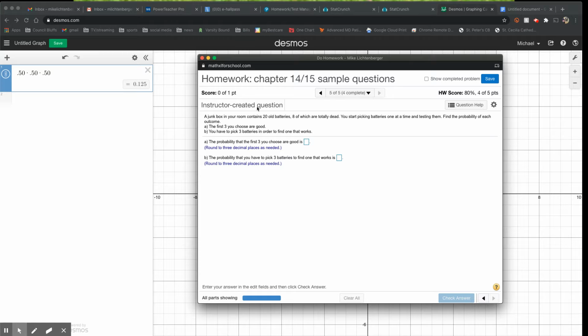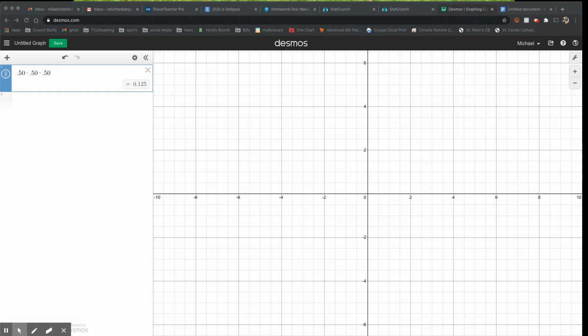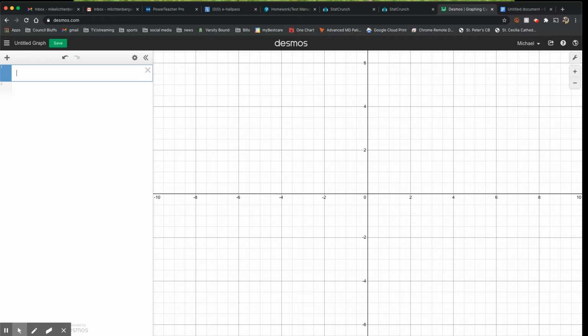So the probability that the first 3 you choose are good. So we know that there are 20 total batteries, and we know that 8 out of those 20 are dead. Well, if 8 out of the 20 are dead, that means 12 out of the 20 are still good. Okay, so I'm going to go into Desmos here, and this is how you can do the question.